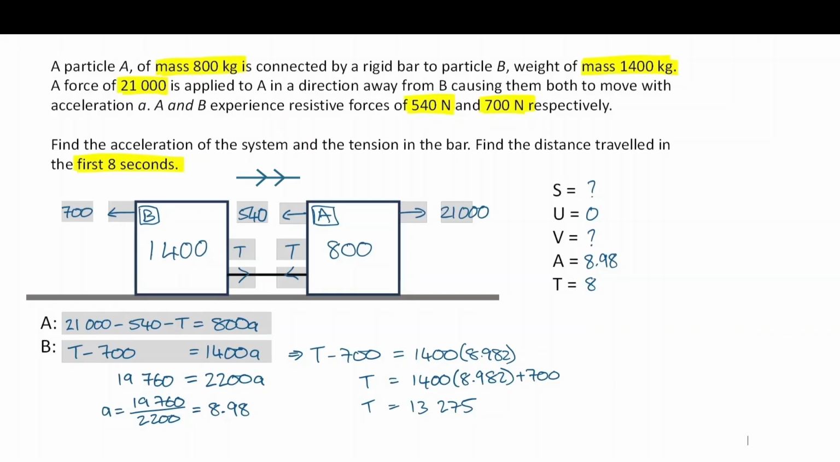Formula to use in this case, s equals ut plus half at squared. And we'll go ahead and substitute in. So the ut will just be 0, a half of our 8.98 multiplied by 8 squared, well that's 64, all into the calculator, and we get a displacement of 287 meters. And that's how far it travels in the first 8 seconds.